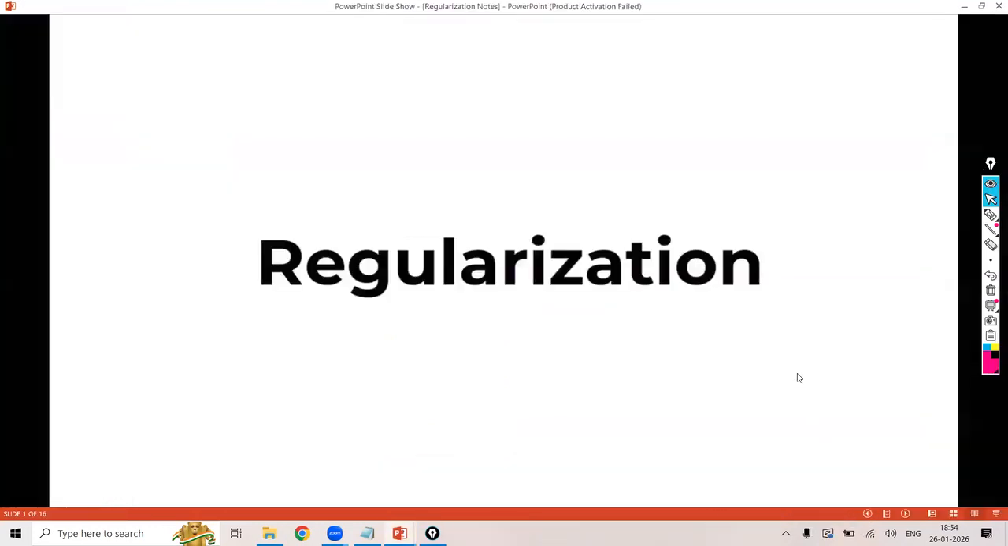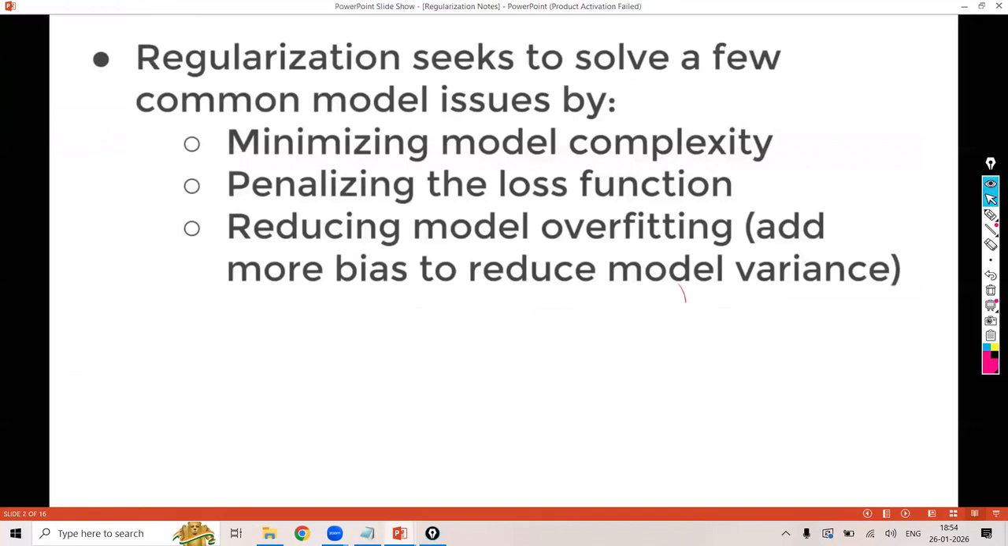Remember this example and try to correlate so that you will understand. Regularization is majorly used to minimize the model complexity. What is meant by minimizing model complexity? Instead of going with a higher degree and increasing the number of slopes, within a smaller number of slopes only, how to get the maximum accuracy.